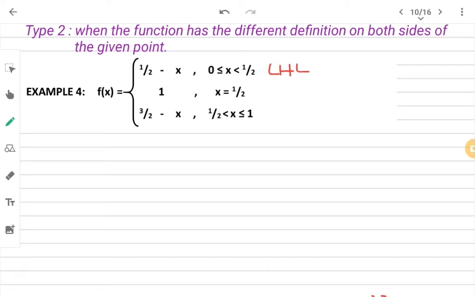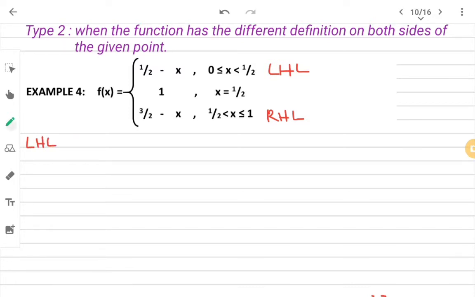And here x is greater than 1 by 2. x is greater than 1 by 2. So it shows that this equation is for the right hand side. Now I'm going to take this one separately. That is, a separate equation is given for solving the sum.